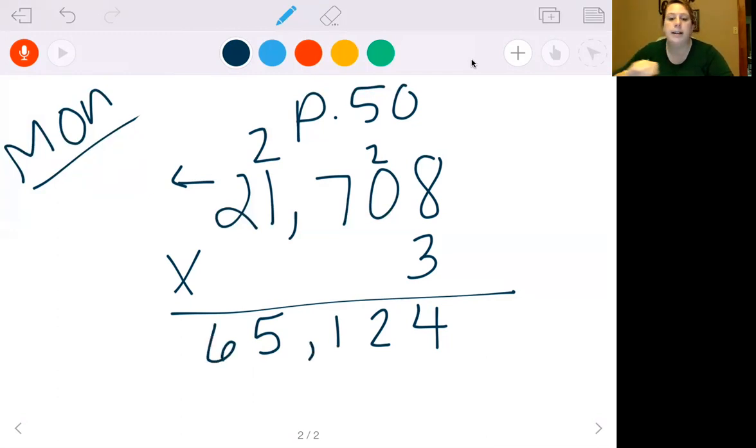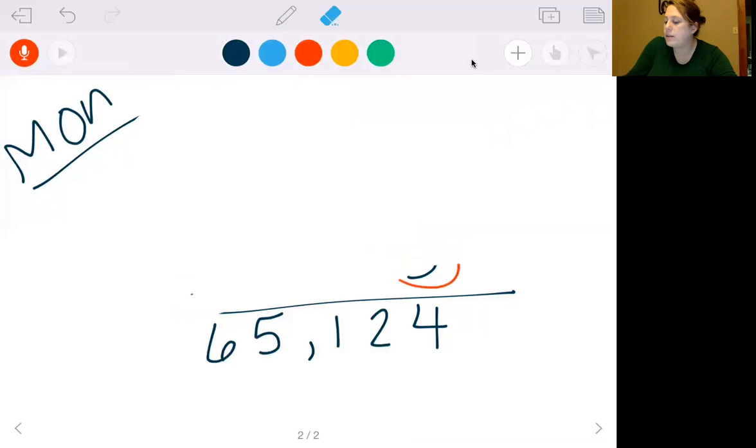I'm going to put my comma right there. So my answer is 65,124. So you're going to multiply the multiplier by every number in the multiplicand. Then you're going to add numbers that you carry. So like we said here with the 3 times 0, we would multiply that and add the 2 that we carried from the first column. Okay, so let's look at another one.